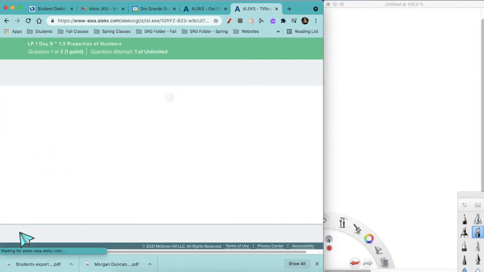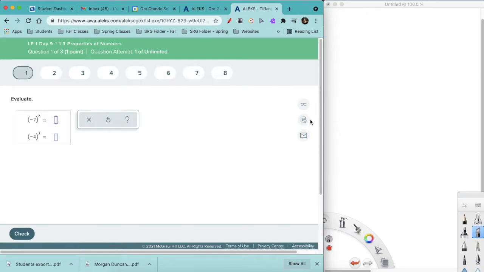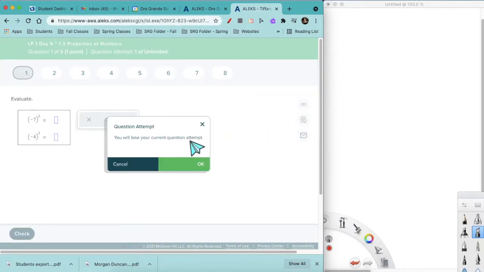On the side, once this loads, you always have these 3 features. So, explanation: it will explain this exact problem to you. Not an example problem, this exact problem. So it gives you the answers here. It shows you how to do this and it gives you the answer. So it's saying you're going to lose your current question attempt because it's not going to give you the answers and then let you type them in.